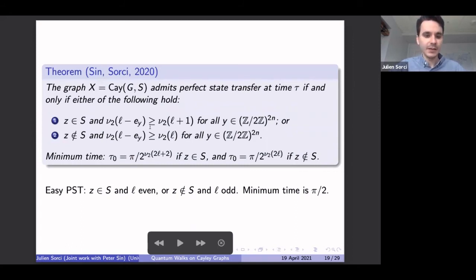And then you can do a similar thing if you want Z to not be in S, and you just take L to be odd, and a similar thing happens to satisfy the second condition. Now, if you do this, you do get perfect state transfer, but the minimum time in this case is only pi over 2. And so you might ask, could we do a bit better than that and get some faster transfer to happen? And it turns out you can.